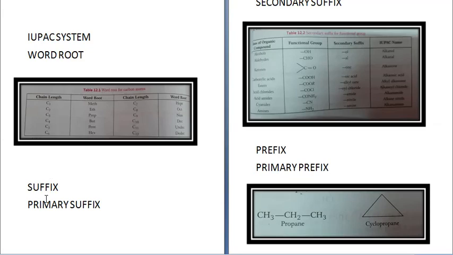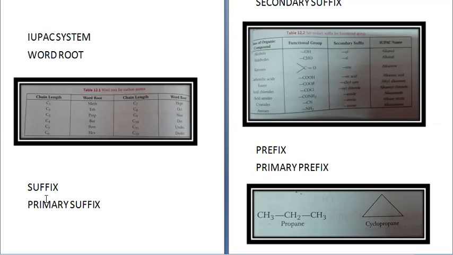Now next comes the suffix. There are two types of suffix, primary suffix and secondary suffix. Primary suffix denotes whether the principal carbon chain is saturated or unsaturated. If the chain is saturated, meaning single bonds, then the suffix is ane. If there is a double bond, suffix ene is given, and if it is a triple bond, then suffix yne is given. If there are two double bonds, then suffix is diene, and if there are two triple bonds, then suffix will become diyne.